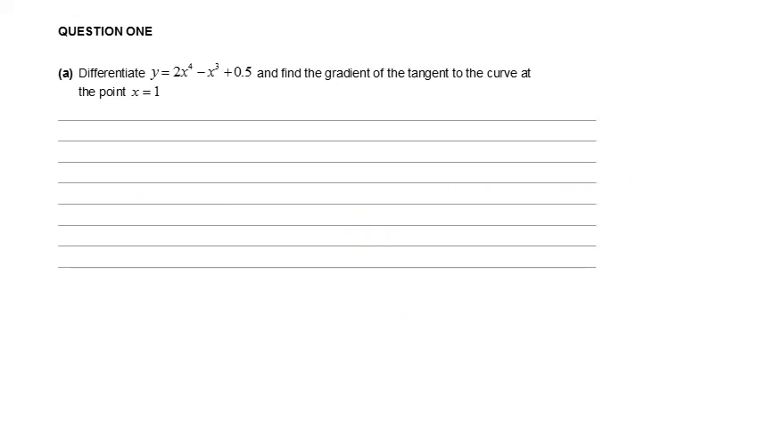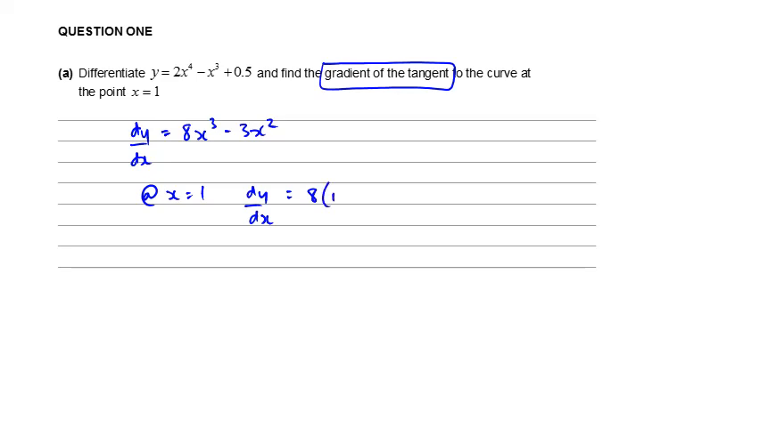This one here, differentiate, find the gradient of the tangent. Now, dy by dx, you find the gradient. 8x to the power of 3 minus 3x to the power of 2. At x equals 1, dy by dx is simply 8 lots of 1 cubed minus 3 lots of 1 squared, which is 8 minus 3. Here is your answer. That there would have given you a U tick.